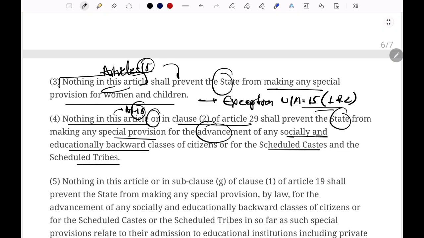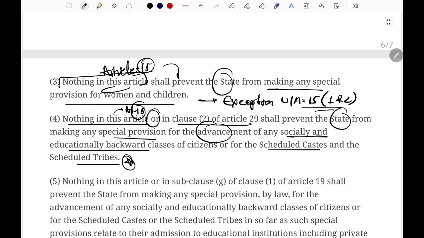So basically this clause was not there in the original part. Later it was added by the first constitutional amendment act of 1951. What basically happened that the state can make special provision for socially educationally backward class and SCs and for STs. The purpose here is to socially uplift these peoples and the purpose here is educational advancement of these groups, like the social upliftment or reservation policies.